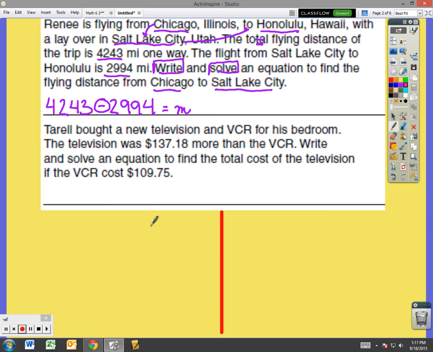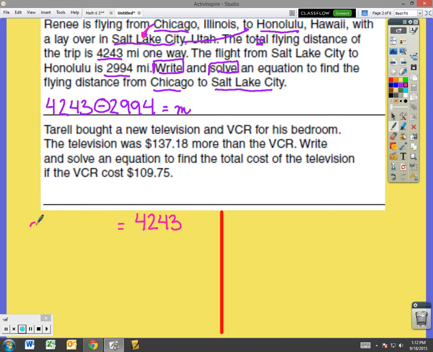Well, I'm thinking this. We know the whole trip is equal to 4,243 miles. So we know the whole trip's equal to this. Well, let's think about the parts of the trip that are there. Oh, well, we know the first part is us flying from Chicago to Salt Lake City. We don't know that number. That's what we want to find.